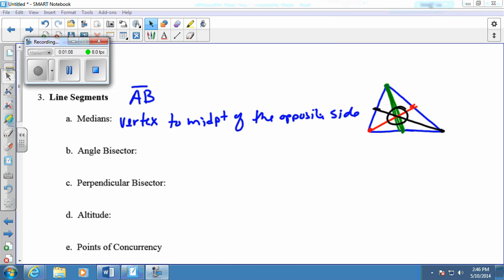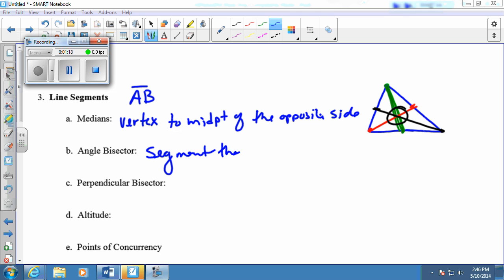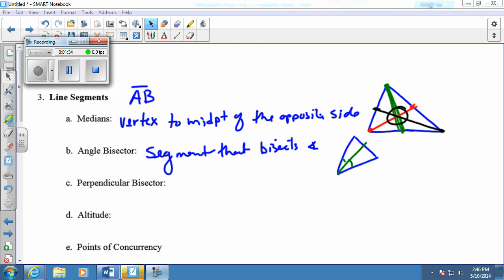We have an angle bisector, and it's a segment that bisects the angle. So it's just going to be a segment that bisects an angle. So if I have some triangle and I bisect this angle, these two would be the same measure. We don't care about the side opposite where it hits on that side. We're just worried about bisecting that angle.